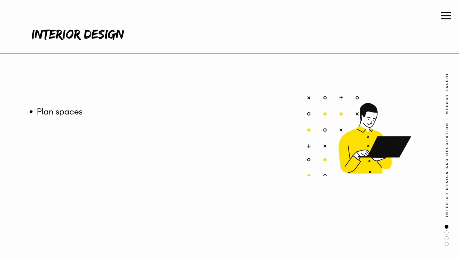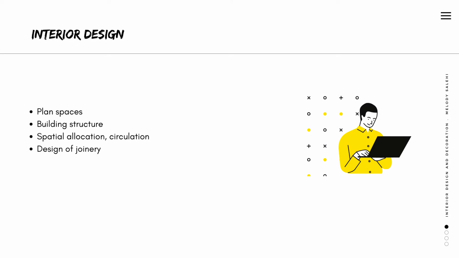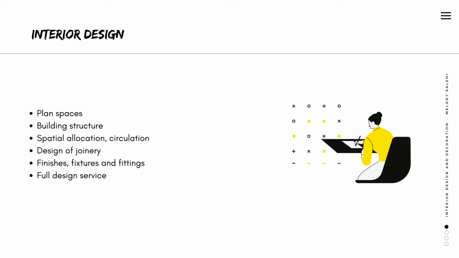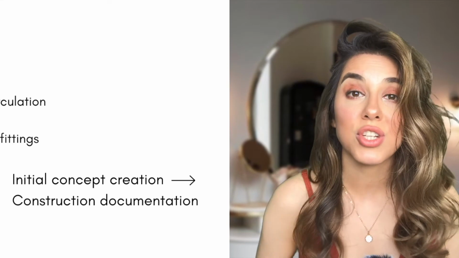Studying interior design definitely involves learning about materials, finishes, and colors, but formal training also covers planning spaces according to planned use, considering the walls, floors, and ceilings, as well as elements such as spatial allocation and circulation, design of joinery, and specification of finishes, fixtures, and fittings, providing a full design service from initial concept creation right through to construction documentation and project management. Basically, it's a job that requires construction knowledge.